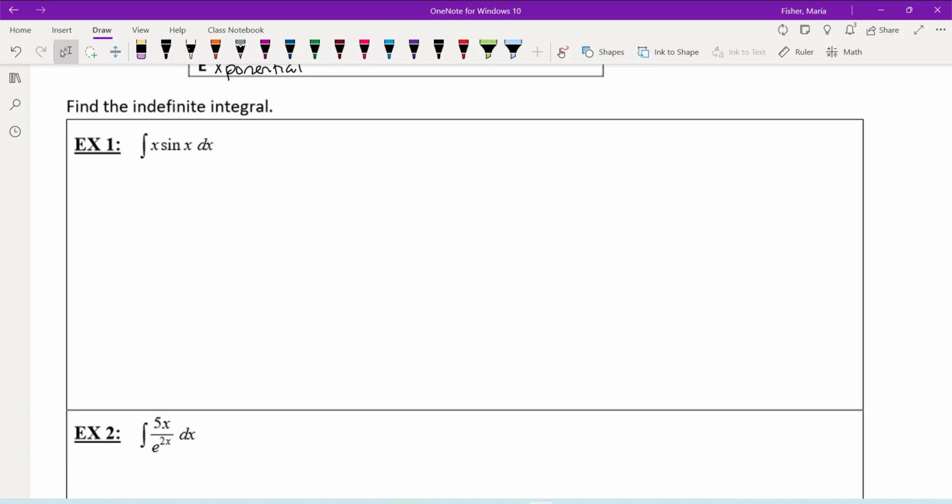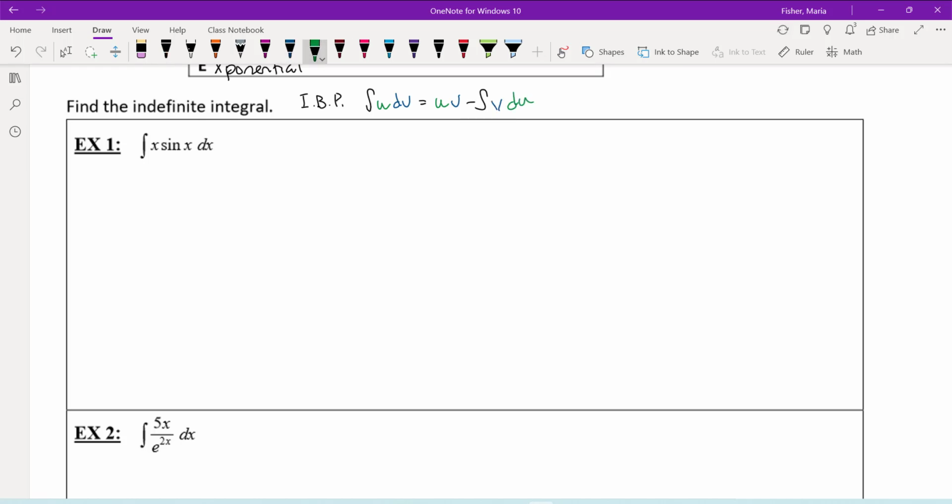Well, this is not basic form and it's not a u sub, so the only other tool that I currently have in my tool belt is integration by parts. And recall, integration by parts tells us that if you're looking at the indefinite integral of u dv, that's always going to equal u times v minus the indefinite integral of v du.